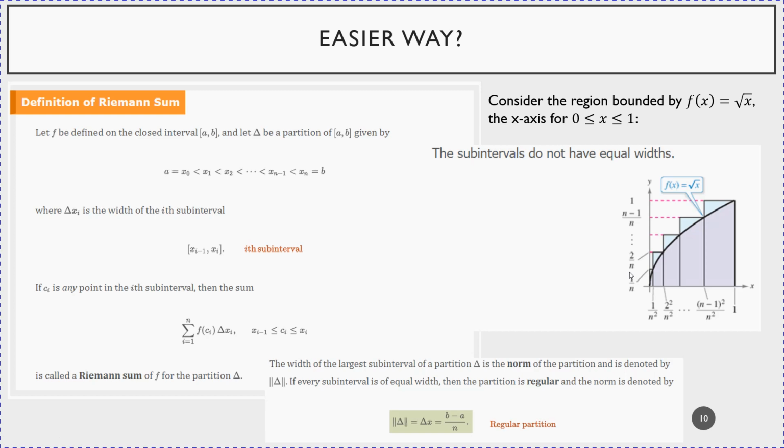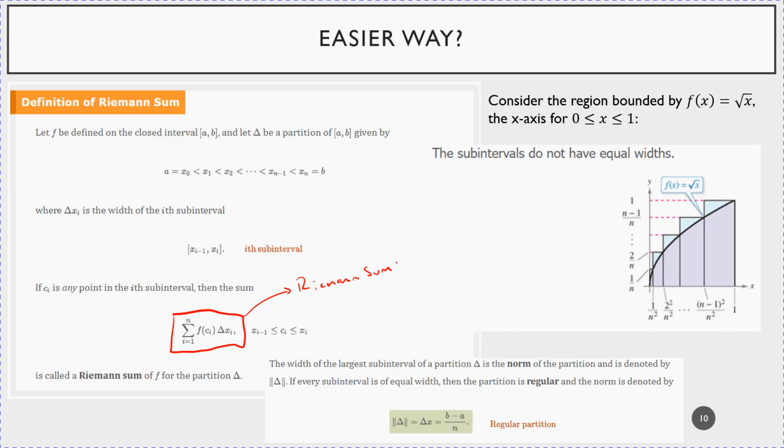Whenever you see this notation here, that is what's called a Riemann sum. What you need to remember is that I'm still using rectangles here, but the rectangles don't all have the same width. That's fine. The width of the largest subinterval of this partition is the norm of the partition.